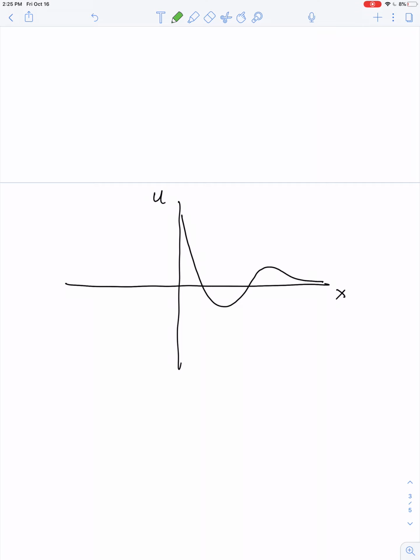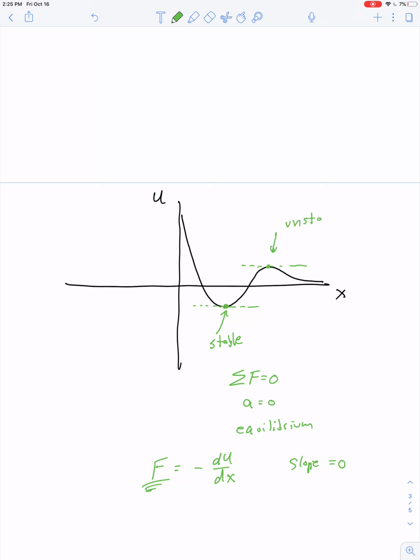Basically, for equilibrium, we know from our first unit of study, when net force is equal to 0, acceleration is equal to 0, and we say an object is in a state of equilibrium. Force is equal to the negative of the slope of potential energy with respect to position. So as long as the slope of the graph is equal to 0, then the force must be equal to 0. So the points of equilibrium are here and here. And I want to show you that this represents stable equilibrium, and this point represents unstable equilibrium. And that's pretty easy to do.